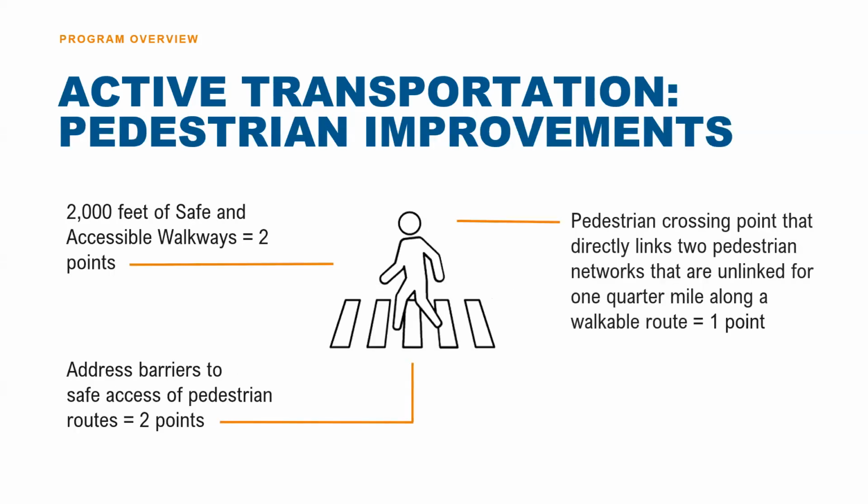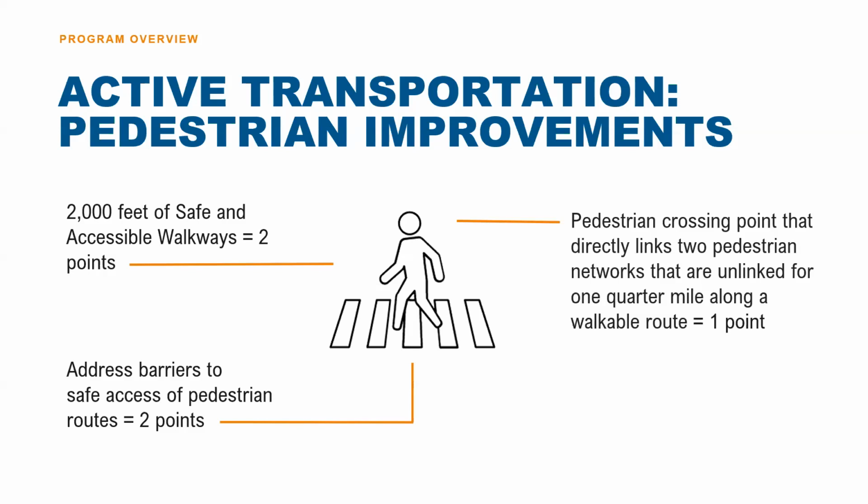The scoring section for the pedestrian improvement section largely mirrors the structure we just reviewed for the bike points. Full points are available for developing at least 2,000 linear feet of what the program defines as safe and accessible walkways. A walkway meets this definition if it is composed of continuously paved ADA compliant sidewalks, which include marked pedestrian crossings at all arterial intersections, and includes comfort and safety attributes such as lighting and/or shade canopy.